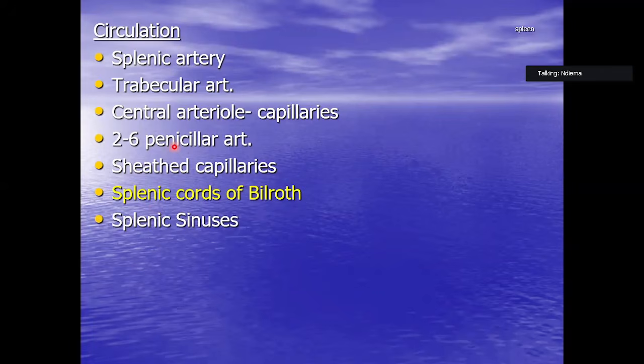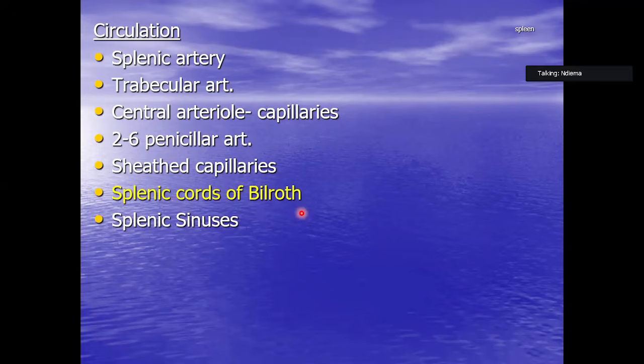From the sinusoidal capillaries, blood then flows into splenic sinuses. It bypasses the splenic cords of Billroth. That we refer to as the closed circulation, in which blood is entirely surrounded by endothelia. And then in the open system of circulation, blood flows from sheathed capillaries into the splenic cords of Billroth.